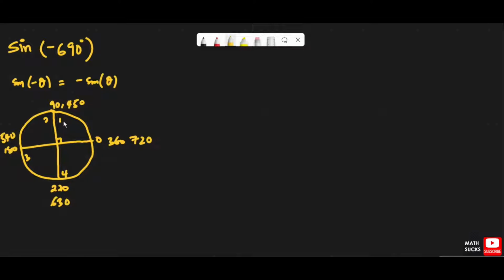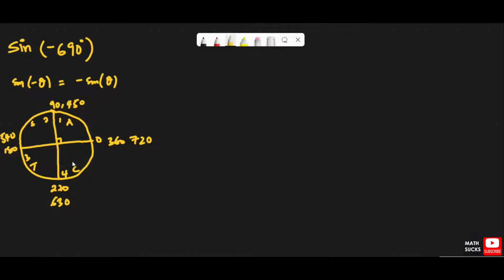In the first quadrant, all ratios are positive. In the second, only sine is positive. In the third, only tan is positive, and in the fourth quadrant, only cos is positive. We're dealing with sine, which is negative here. So that means when you are simplifying, sine has to be given a negative sign.